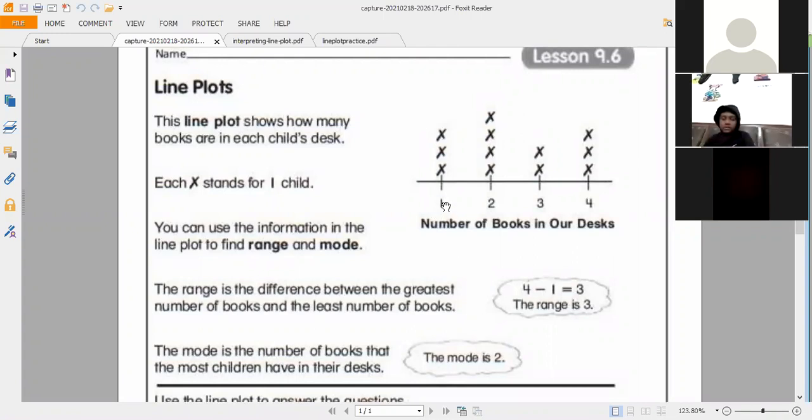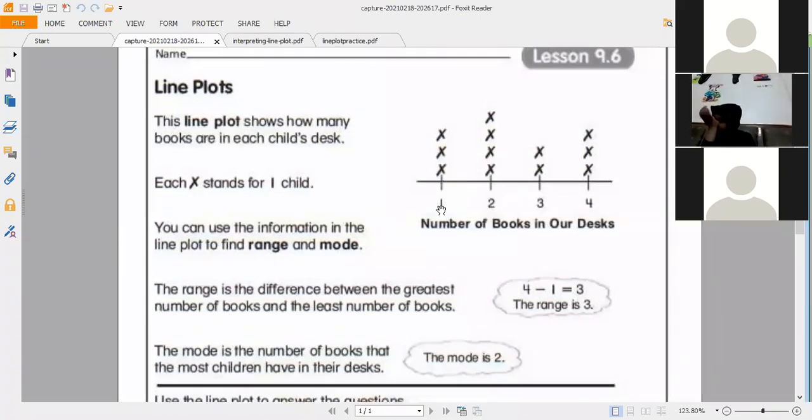So here we have one book, two books, three books, and four books. Okay, I want to know how many children have three books. That means I'm looking for three books below here. This is three books. How many children? One, two. We said that these X's or these signs refer to the number of children, of people, of students.